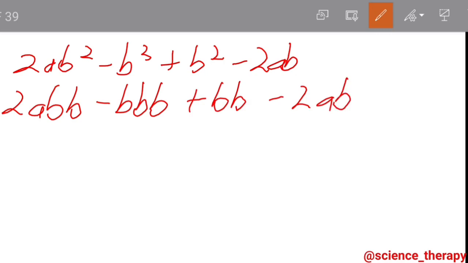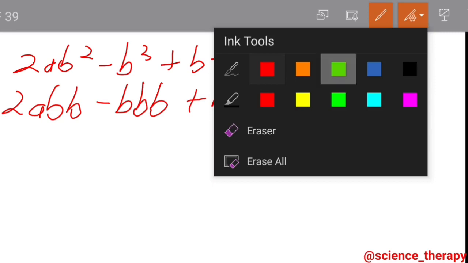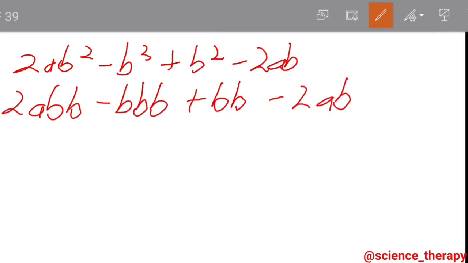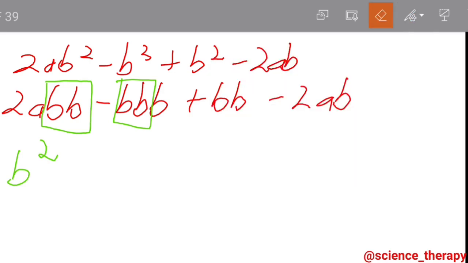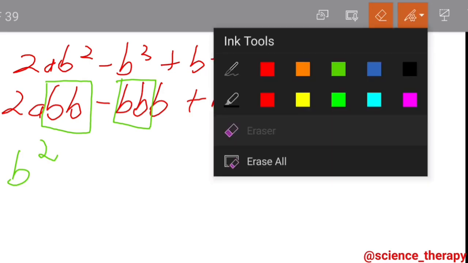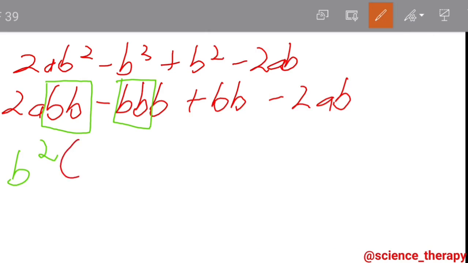Now let's look at the common factors. We can see that in the first and second term, we have at least 2 b's in them, right? So now what do we do? B times b is the same as b squared. And then what are we left with when we factor out that one? We are left with 2a in the first term, and we are only left with minus b in the second term.